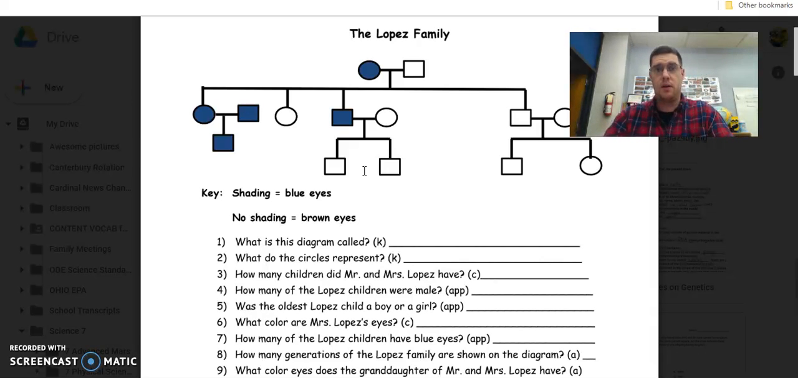Chances are, the Lopez son, of course, is homozygous recessive. But chances are that his wife is homozygous dominant. Chances are. Because if she was heterozygous, and this was a lowercase b, over here we'd have homozygous recessive b's. Okay, now is that possible? Yeah, 75% chance that you come out with brown eyes.